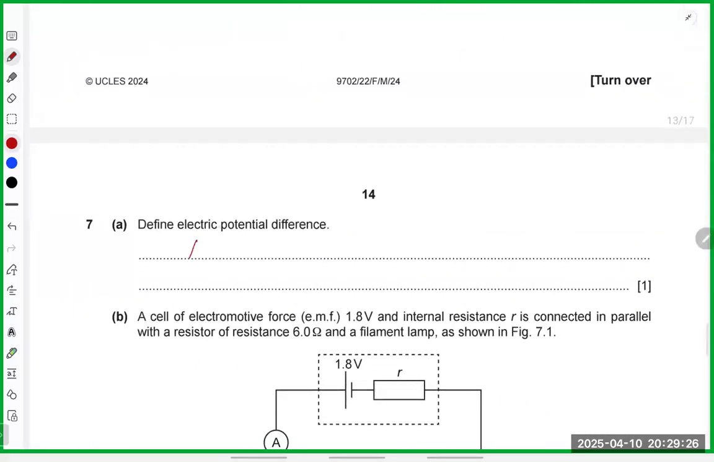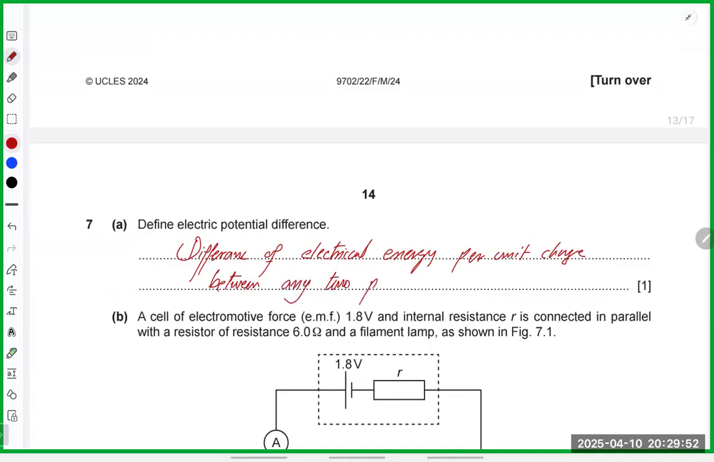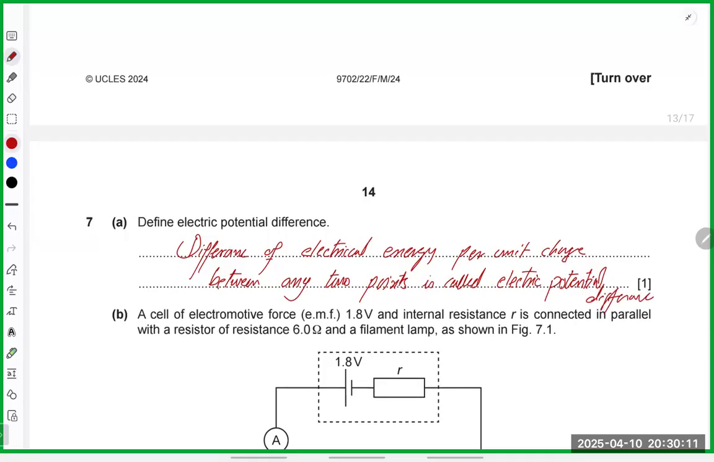Define electric potential difference. Difference of electrical energy per unit charge between any two points is called electric potential difference.